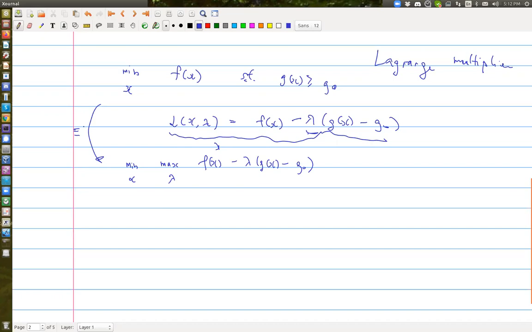Now why so? Think of it this way: I need to have this constraint, right? I want to have this constraint g(x) bigger than or equal to 0. And okay, I missed something. I need to also enforce lambda bigger than or equal to 0. So now if this is violated, let's say g0 is greater than g(x) here, then this value will be negative, right?